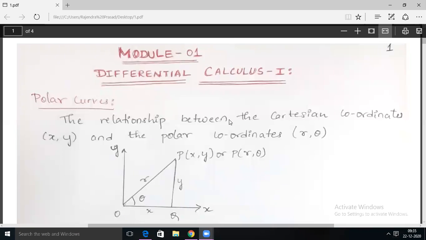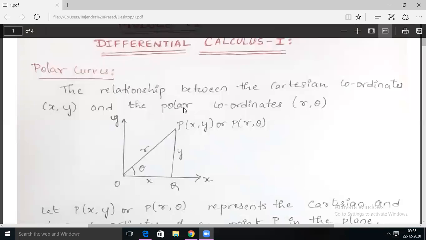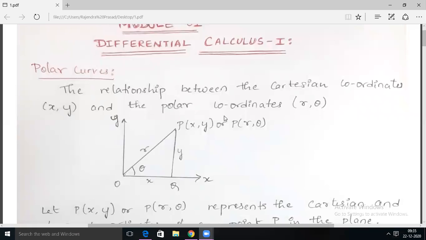So already we know polar curves in terms of r and theta, and also we know Cartesian curves in terms of x and y. So here we shall see the relationship between the Cartesian coordinates and the polar coordinates. Observe here, the relationship between the Cartesian coordinates x comma y and the polar coordinates r comma theta. Cartesian coordinates we know in terms of x and y. Polar coordinates we know in terms of r and theta.